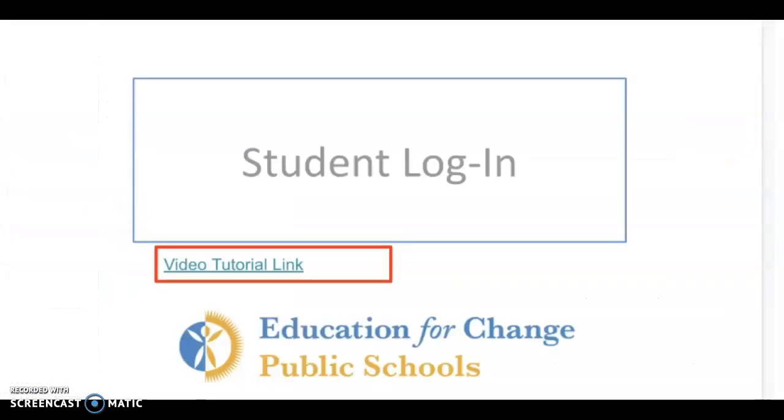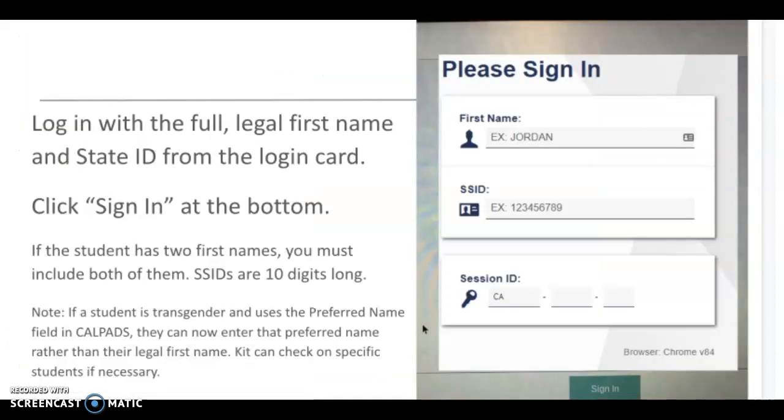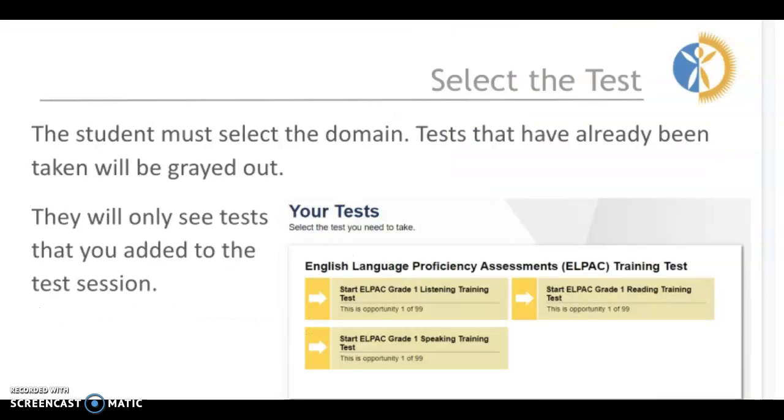For the student login, there's a video tutorial here if you want. Basically, same as Elpac. They will log into the secure test browser, not their Chromebook. They'll click on the secure test browser, pick the state, enter their login information. Again, I will provide the SSID number. You provide the session ID, and then they select the test. As the proctor, you will tell them which test to do.